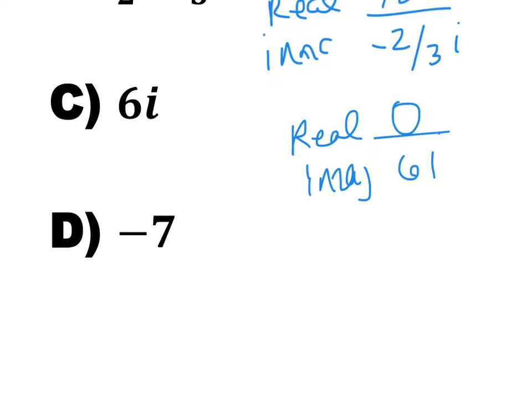All right, guys, look. In D, what is the real part? -7. What's the imaginary part? 0. When you write it in standard form, what comes first, real or imaginary? Good. Okay.